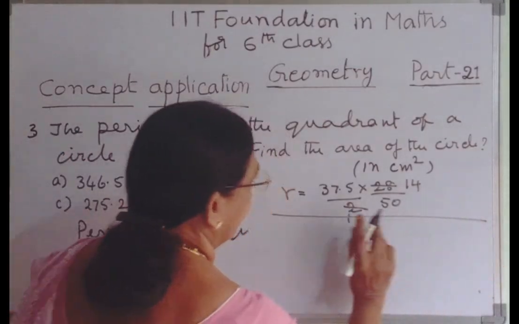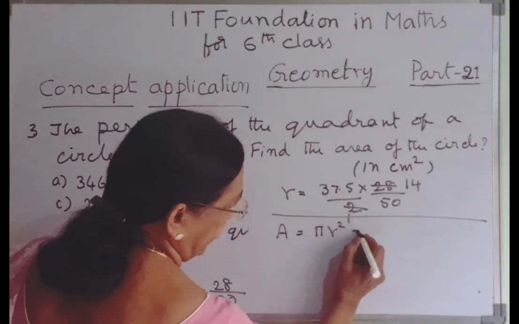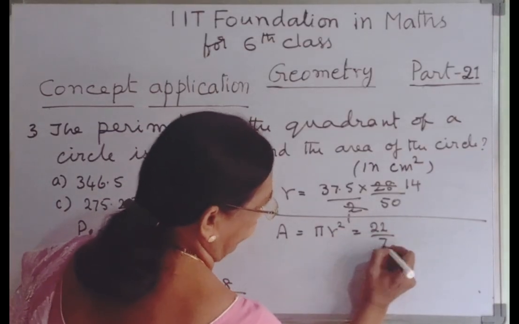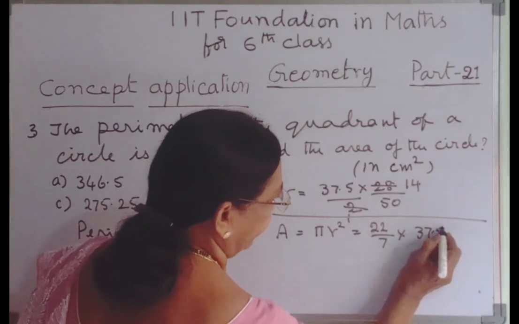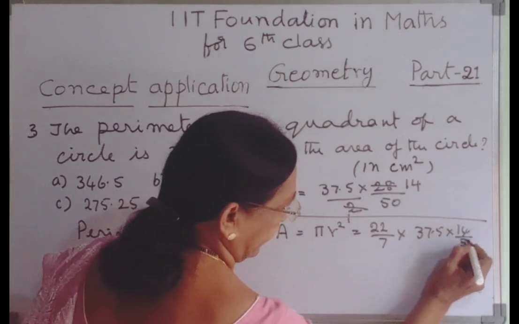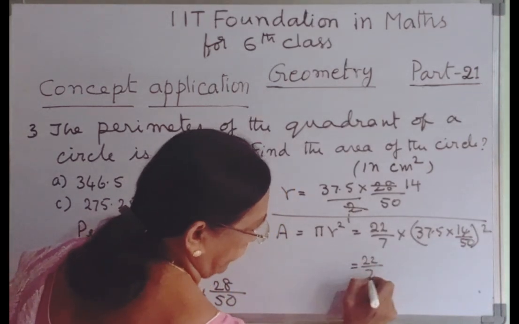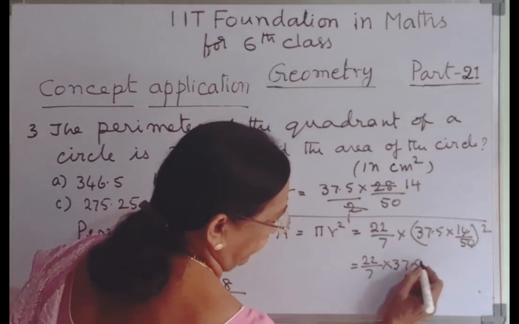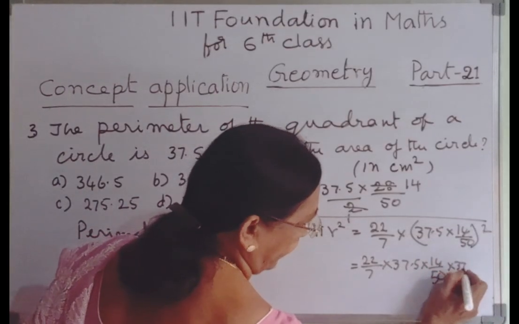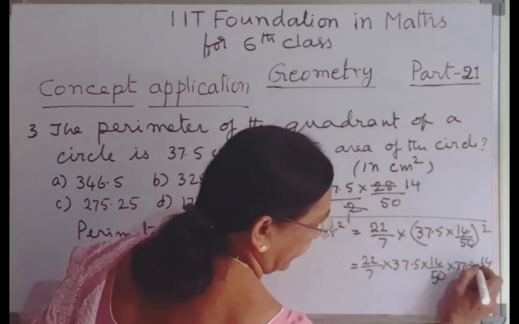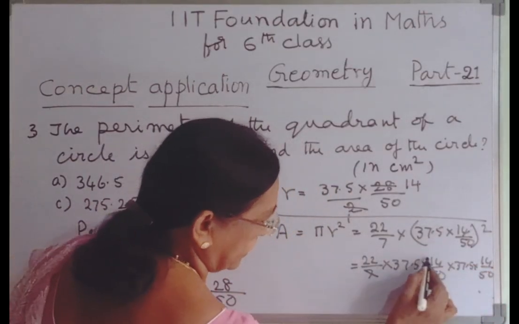Next, area of the circle. Area of the circle is equal to pi r square, which is equal to 22 by 7 into r square. r square is 37.5 into 14 by 50, squared. So this is 22 by 7 into 37.5 into 14 by 50, again 37.5 into 14 by 50. So simplifying, 7 1s, 7 2s.